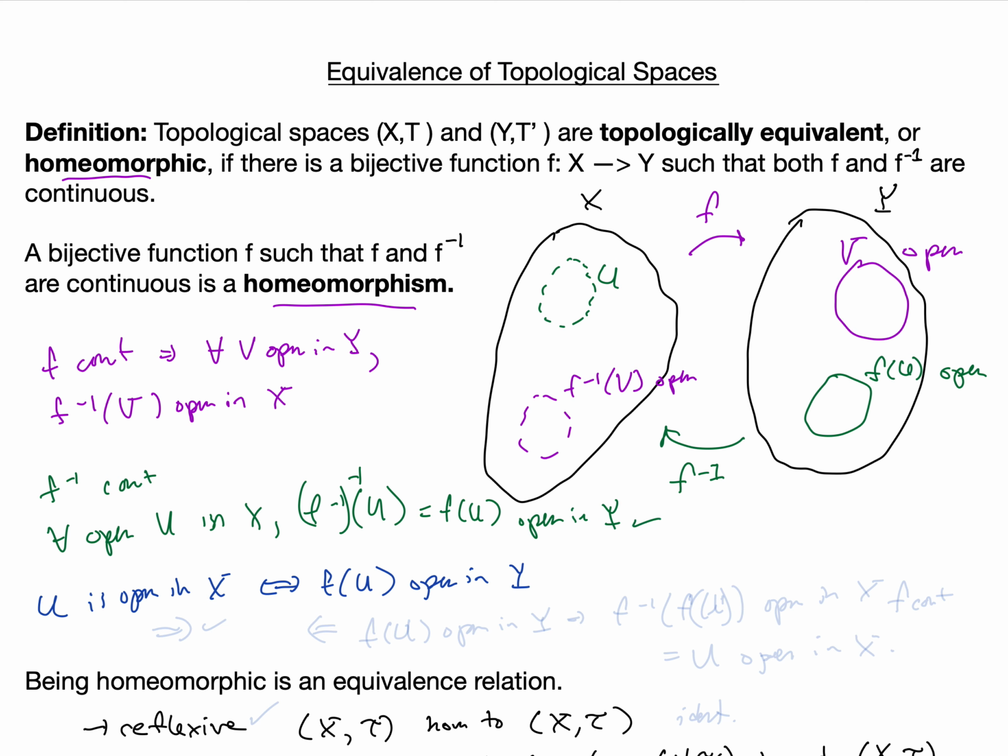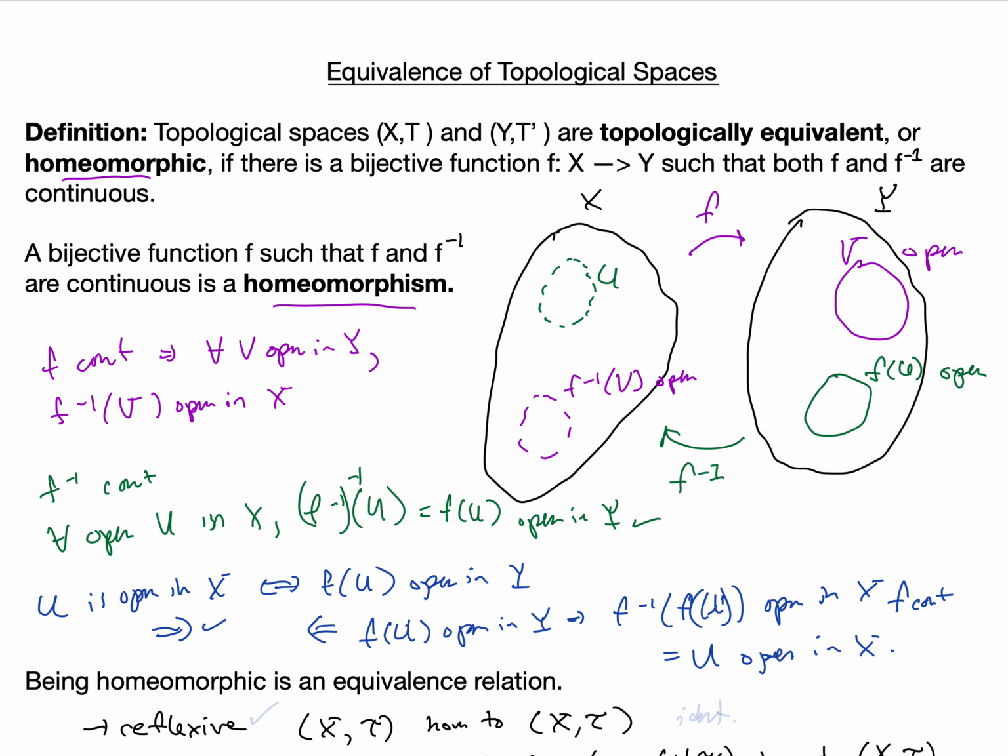We see that the first piece follows automatically from what we have above, and the other direction, f of U open in Y, implies f inverse of f of U is open in X, again because f is continuous, and f inverse of f of U is just U, open in X. So if f is a homeomorphism, then for any set U, U is open in X if and only if f of U is open in Y.